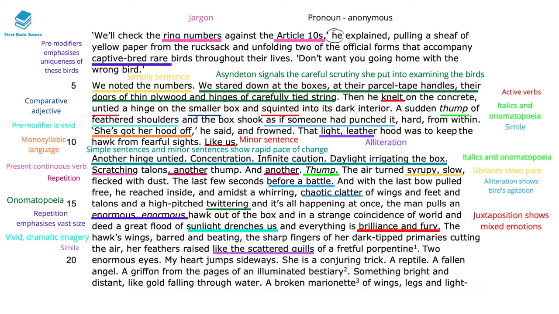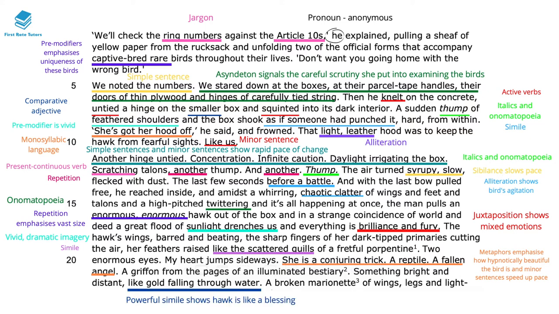Also, she uses a simile, "like the scattered quills", and this shows just how beautiful, but also how fearful this hawk looks, and of course its feathers as well. Furthermore, she uses a metaphor. She says this hawk is "a conjuring trick, a reptile, a fallen angel", and these metaphors emphasize just how hypnotic this hawk looks. She sees it as really beautiful, and in addition, the minor sentences, "a reptile, a fallen angel", also speed up the pace, and of course it's showing just how excited she is to really encounter this hawk. Also, the powerful simile, "like gold falling through water", shows that the hawk is like a blessing.